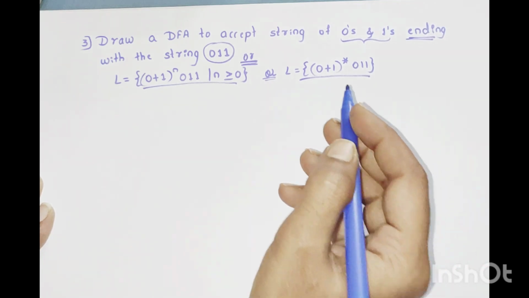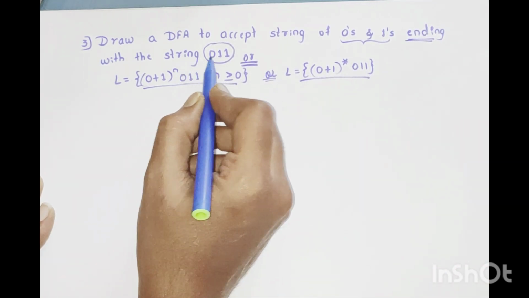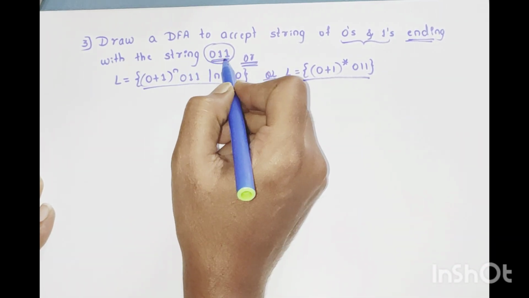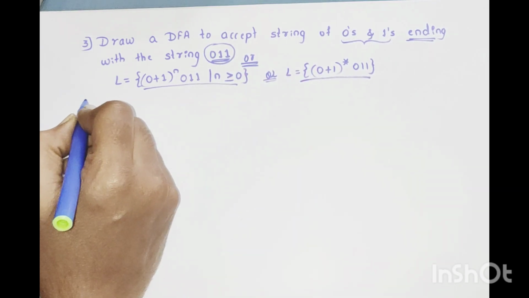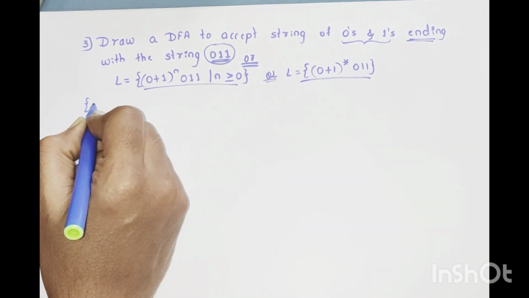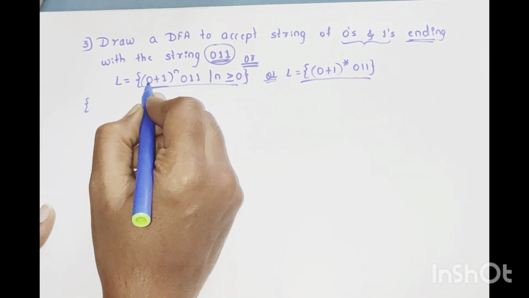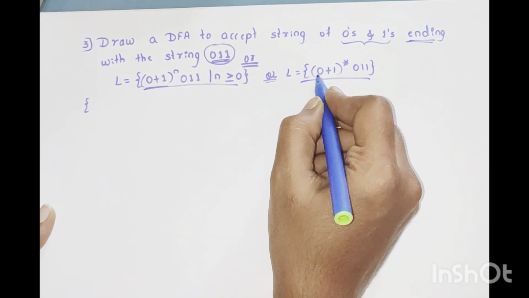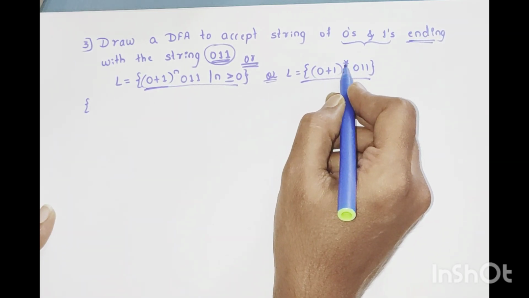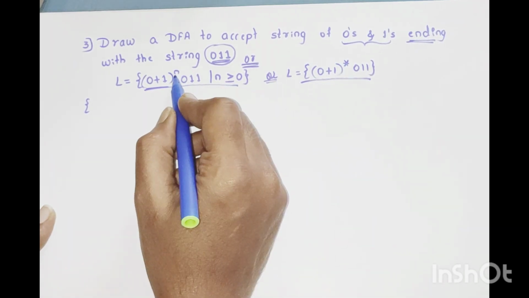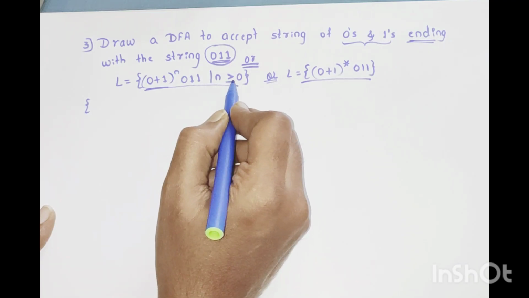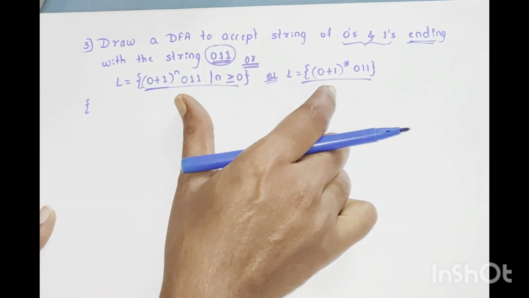Okay. So here the condition is the string should compulsorily end with 0, 1, 1. The possible strings can start with any combination of zeros or ones, right? Any combination of 0 or 1. We are mentioning star, and here power n is nothing but n greater than or equal to 0. So both are the same here.